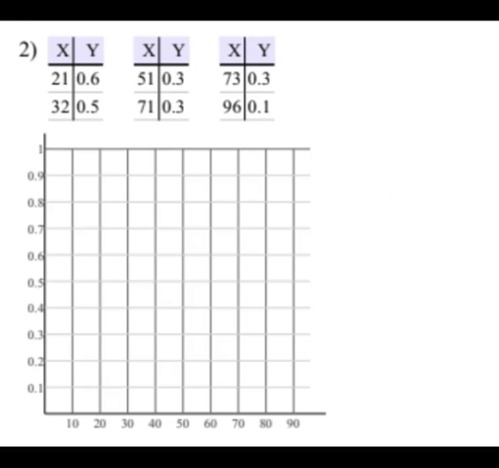Okay, we're going to do the same thing with number 2. We just have those 6 points, and we're going to plot those real quick. 21 and 0.6, so x value goes over to 21 and up to 0.6, somewhere about there. Again, I gotta get better at picking the marker first. 21.6 goes there. A little higher. 32 and 0.5.